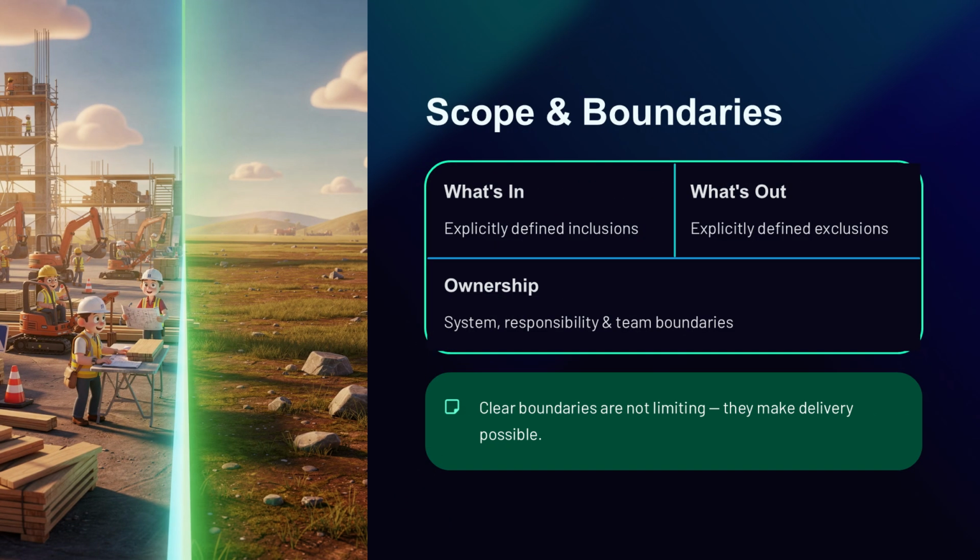With outcomes anchored, you now define scope and boundaries. Because most solutions fail due to uncontrolled scope creep. You clearly state what the solution includes and what it does not include. You define system boundaries, responsibility boundaries, and ownership boundaries, so teams do not assume the solution will solve problems it was never designed to solve. Clear boundaries are not limiting. They are what make delivery possible.